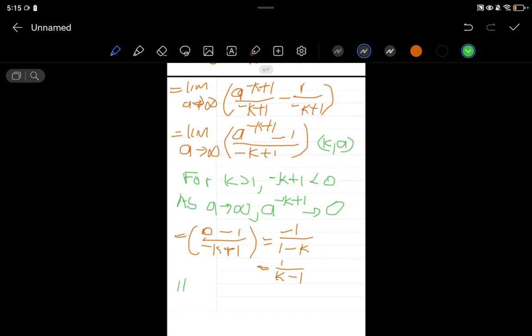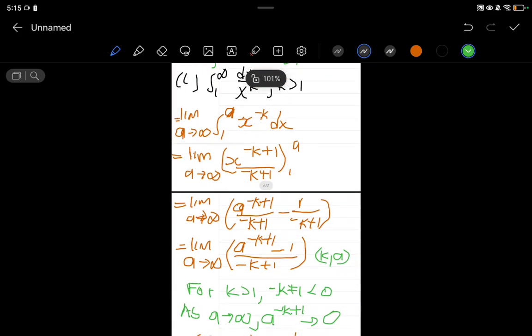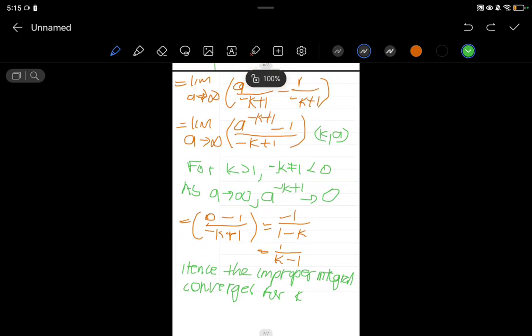Hence, I only dealt with one case, so I can just conclude the improper integral converges for k greater than 1. You see, any question? Any question? We are fine, right?